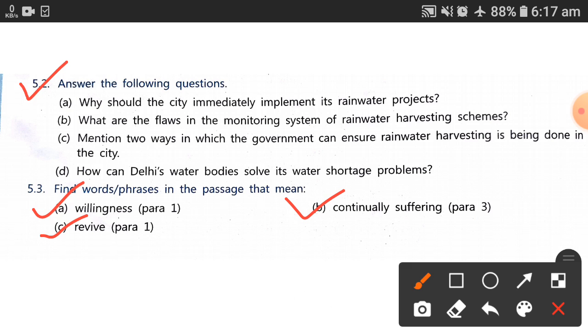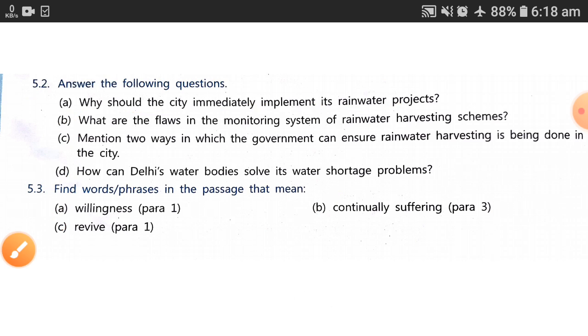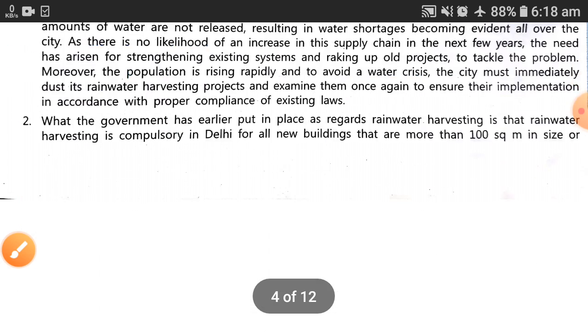Question number 5.2. Number A, why should the city immediately implement its rainwater project? Question number B is, what are the flaws of a monitoring system of rainwater harvesting schemes? And number C is, mention two ways in which the government can ensure rainwater harvesting is being done in the city. And number D is, how can Delhi's water bodies solve its water shortage problem? So these are the four questions. Hope you all have noted these four questions in your practice notebook.